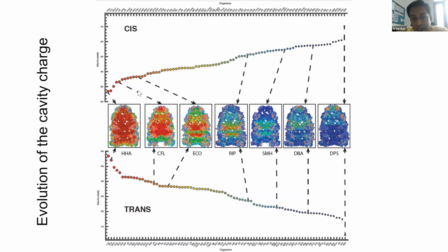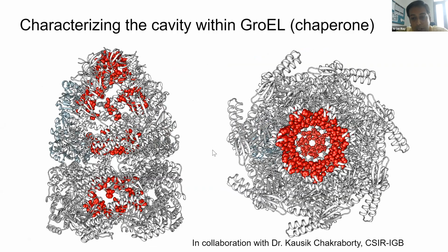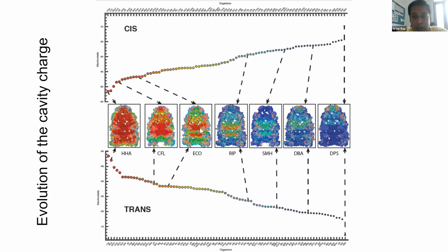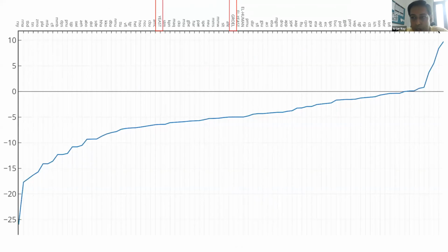But now, since we had all these residues, we could extract the electrostatic values of every single residue, and henceforth the summation of the centroid charge. And when we map that, we interestingly find that the cis and trans cavities, the top and the bottom cavities, mimic each other, and also how the charge evolution happens in these cavities. More interestingly, if we look all the way from human to yeast, there seems to be an evolution of how the chaperone lining itself has evolved.